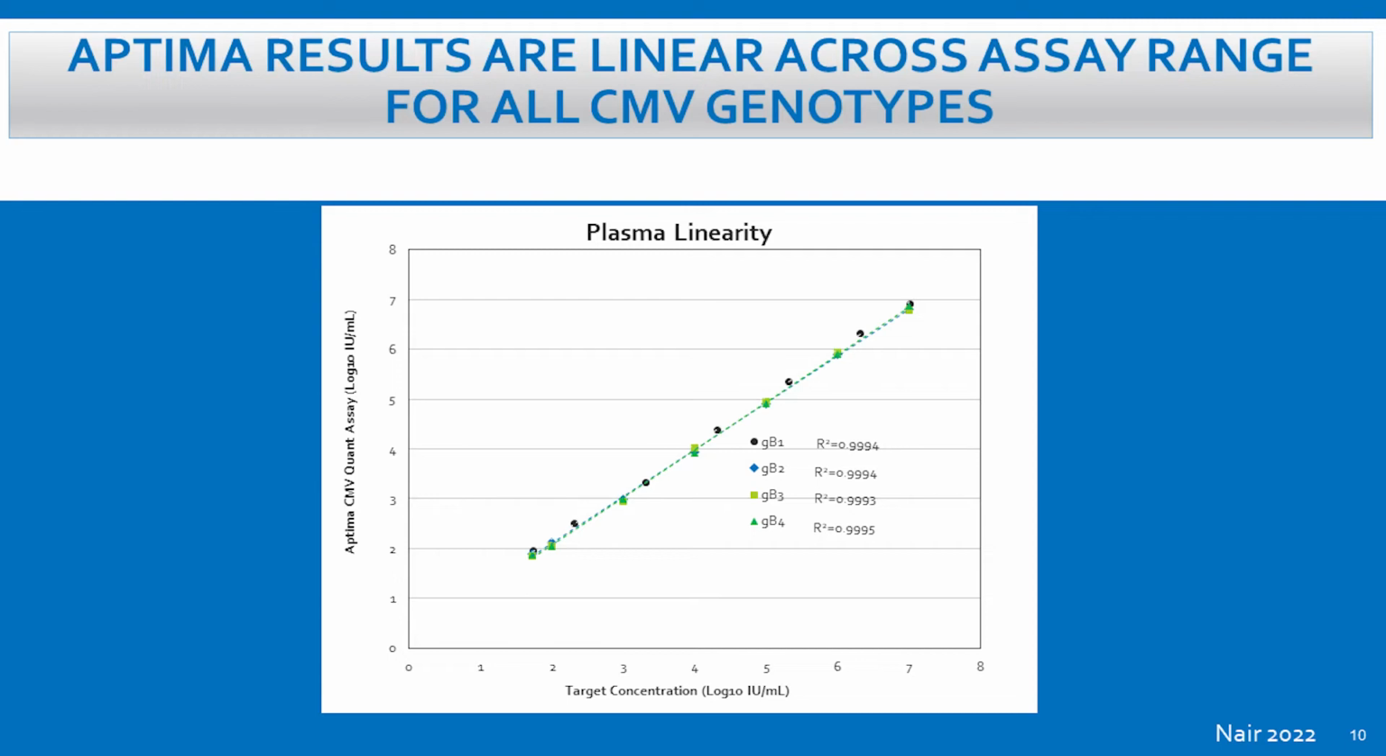Being a quant assay, I have to put up something on linearity, and here you go. On the x-axis here are the target concentrations, and y-axis are the recovered results for Aptima CMV Quant with all 4 genotypes of CMV. And from the R-square values, which are about 0.999, you can see results are really linear across the complete assay range for all genotypes of CMV.